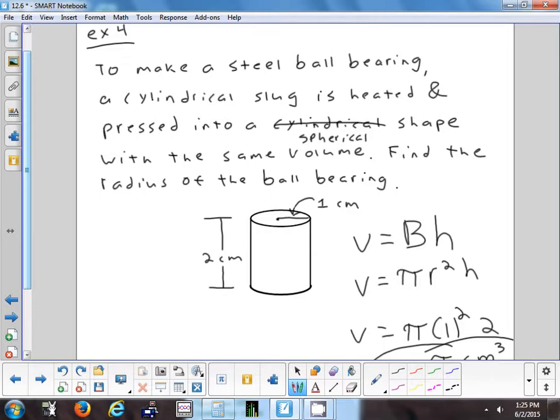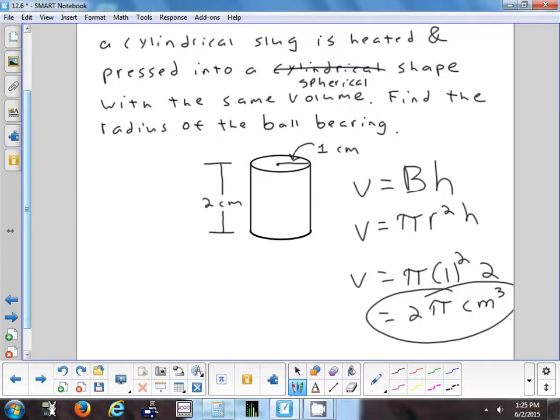This part right here where it says spherical, I wrote spherical right here, because if we're talking about a radius, radius only applies to things that are circular or spherical. So what you would do is the volume formula for the sphere backwards, right? What's the volume formula for a sphere?